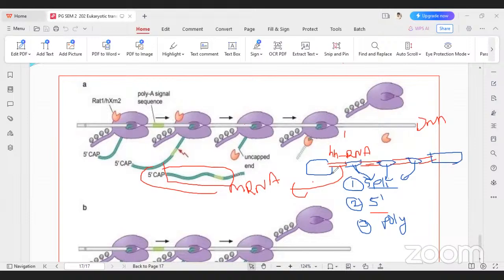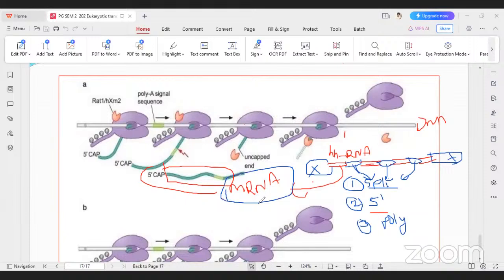The 5 cap and poly A are most important against the attack of nuclease enzyme. This whole transcription takes place in the nucleus. In the nucleus, there is a nuclease enzyme. If nuclease enzyme attacks the mRNA, the mRNA is degraded. To prevent the degradation of mRNA, the 5-methyl cap is formed at the 5 end, and poly A is also formed at the end of the mRNA. So this is called post-transcriptional changes. After post-transcriptional changes, matured mRNA is formed.